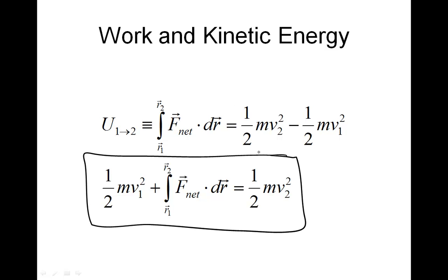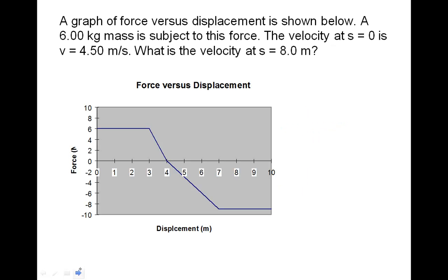And it says that if I start with some initial kinetic energy, and I find the work done by all of the forces acting on an object, then I'll get the final kinetic energy of that object. So initial kinetic energy plus net work done equals final kinetic energy. So here's a little example. Let's give this a try.